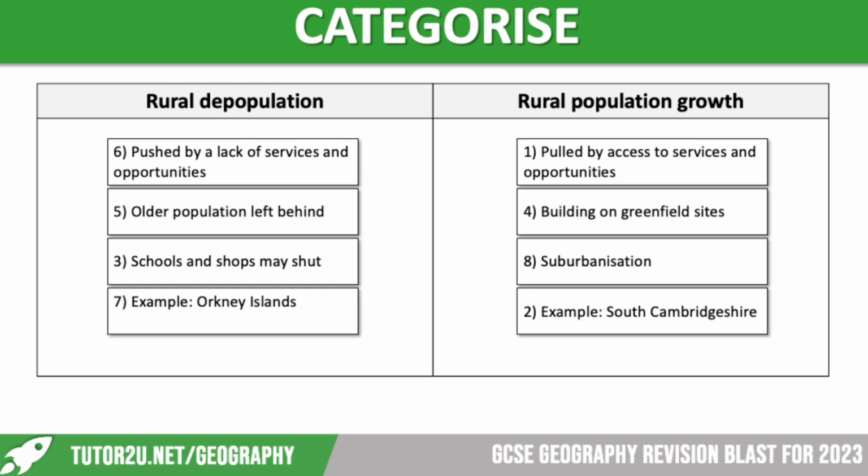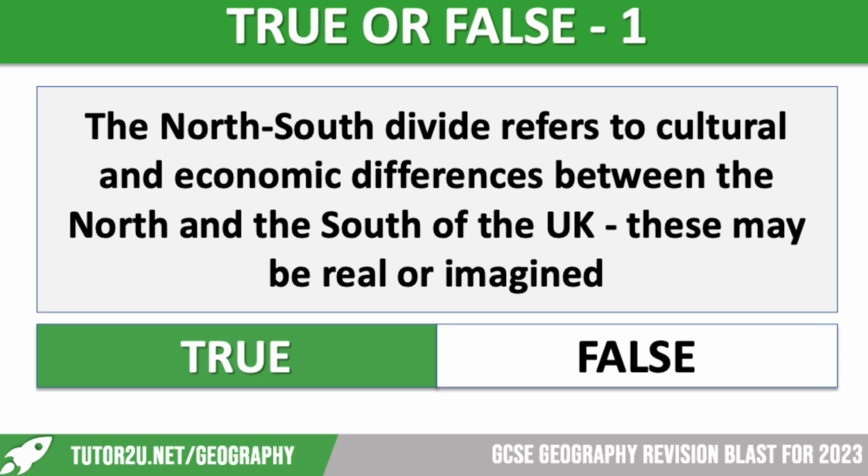Rural population growth is pulled by access to services and opportunities, often building on greenfield sites, so sites that haven't been built on before. It is an example of suburbanisation, and a big example there would be South Cambridgeshire. So well done if you got those correct. Right, let's move on to some true or false questions.